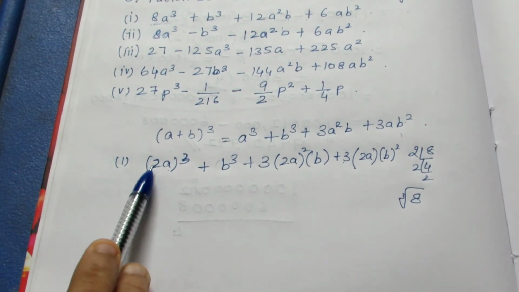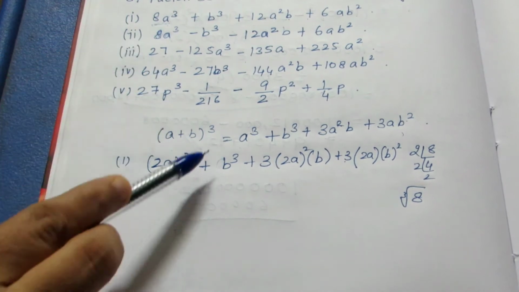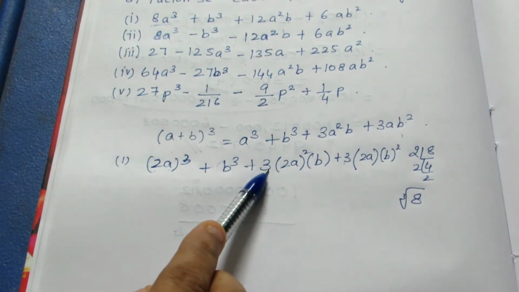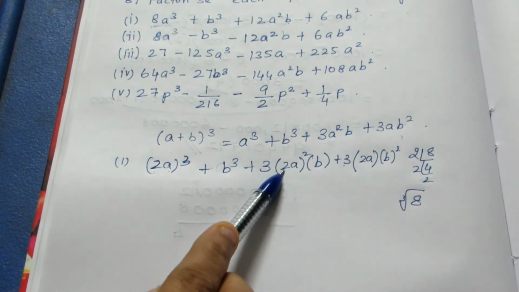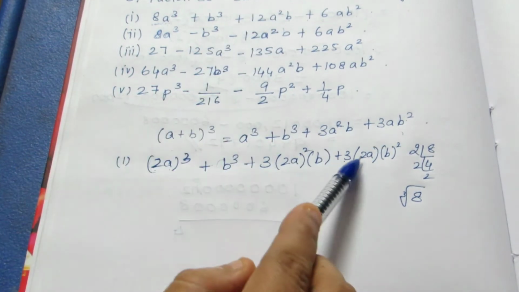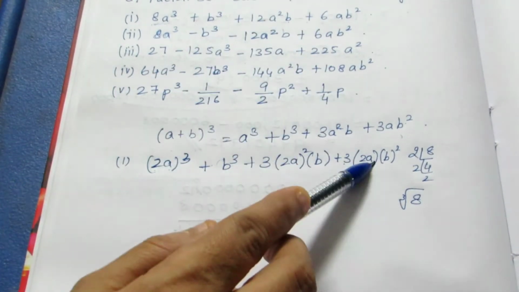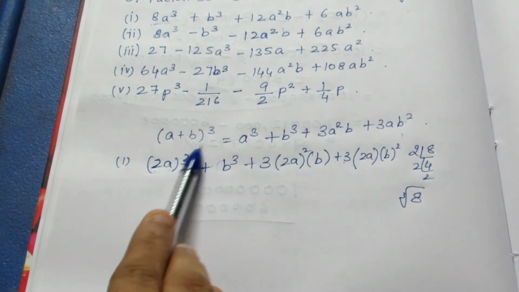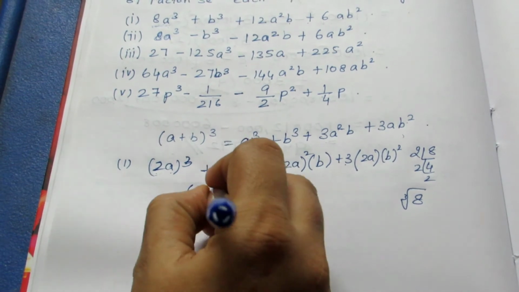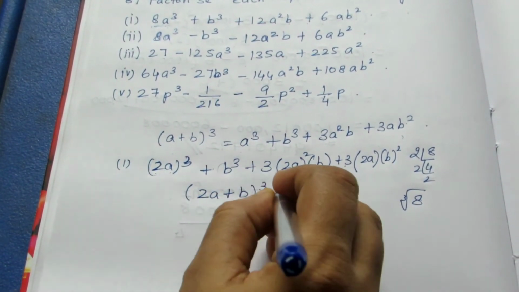Now check. Here 2 into 2 into 2 is 8a cube plus b cube. Now you need to square it first, then multiply. If I square, I get 2 2s are 4, 3 4s are 12a square b. Here 3 2s are 6, 6ab square. So it is in the form of this. We need to complete the answer in this. This will be 2a; a will be your 2a. So 2a plus b the whole cube is your answer.